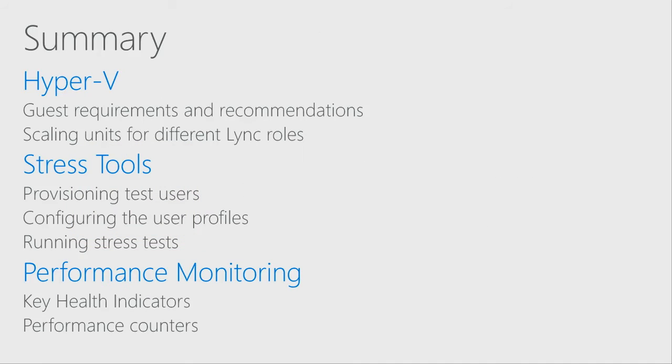All right, so in summary, this is really just what we talked about. We looked at guest requirements and recommendations. We looked at scaling units for the different Lync roles and the user load agent as well. We looked at the stress tool configuration and how you would set that up, possibly using the user model, possibly using CDR to generate what that configuration looks like. And then after you run your tests, you're looking at things like performance monitoring. Hey, I've run these tests now. Now I need to go and make sure that the system's still healthy, so using things like the key health indicators to do that. And that's it.